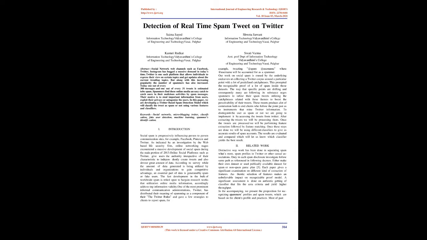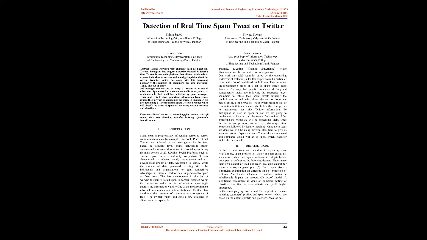To distinguish the user as spam or not, we are going to implement it by accessing the tweets from Twitter. After extracting the tweets, we will be processing them. Once the tweets are processed, we will be performing feature extraction followed by feature matching. Once these steps are done, we will be using different classifiers to give us accurate results of spam accounts. The results are evaluated and compared, which will let us know which classifier yields the best result.